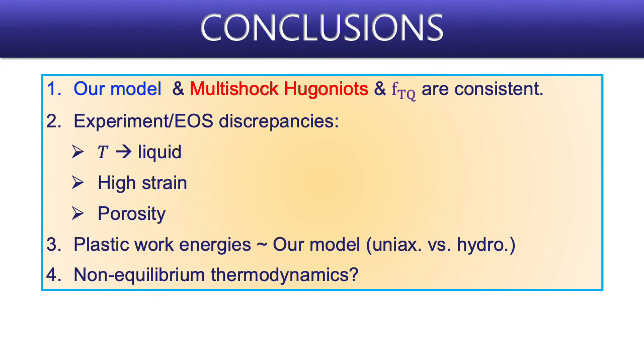To conclude, I would like to highlight that we have generated a model to predict temperature rise in ramp compression that is compatible with a multi-shock Hugoniot scheme, and also with a model that uses the Taylor-Quinney factor to account for the plastic work done in the system, and they are all consistent with each other. The discrepancies with the experiment have still to be explained by more experiments, but so far we account for the plastic work energies, which are comparable with the energies predicted in our model between the hydrostatic states and uniaxial states.